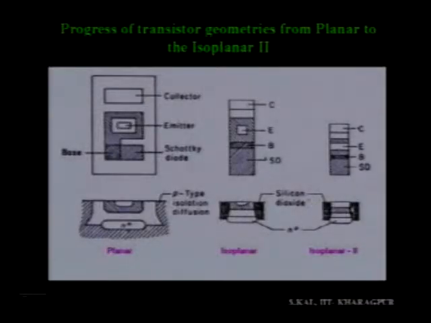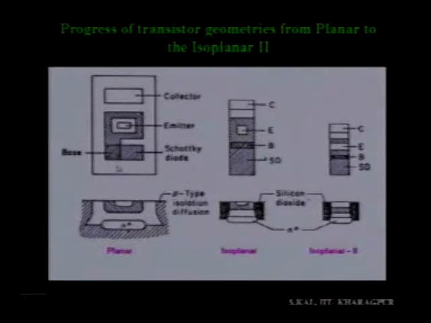But in this case, you see here, this is the emitter, this is the base, and this is the collector. No space is allowed for alignment tolerance. That means the space required for alignment tolerance has been completely removed in the isoplanar 2 process, where we can use self-alignment technology, automatic alignment. So how it can be achieved, that also I will explain in the VLSI process sequence, some of the advanced VLSI process sequence topics. There I will explain everything.